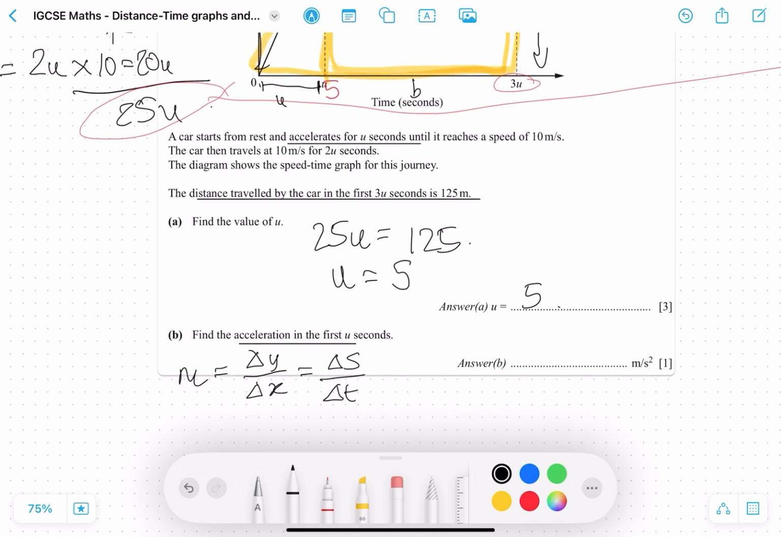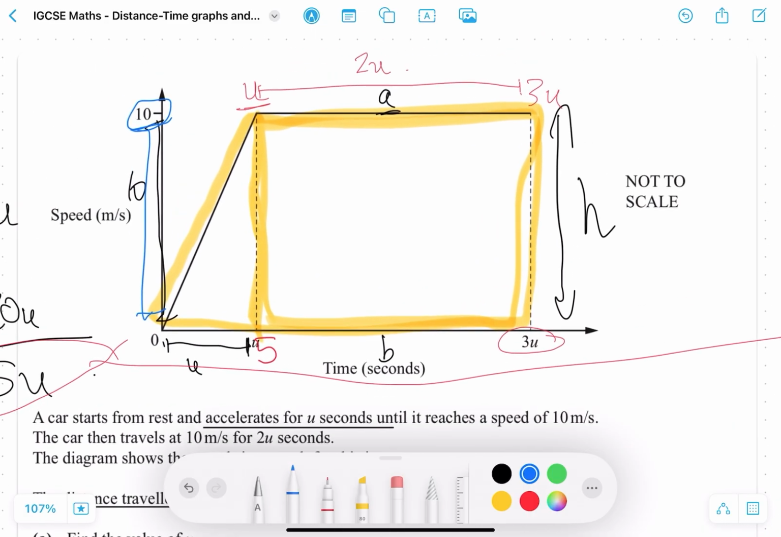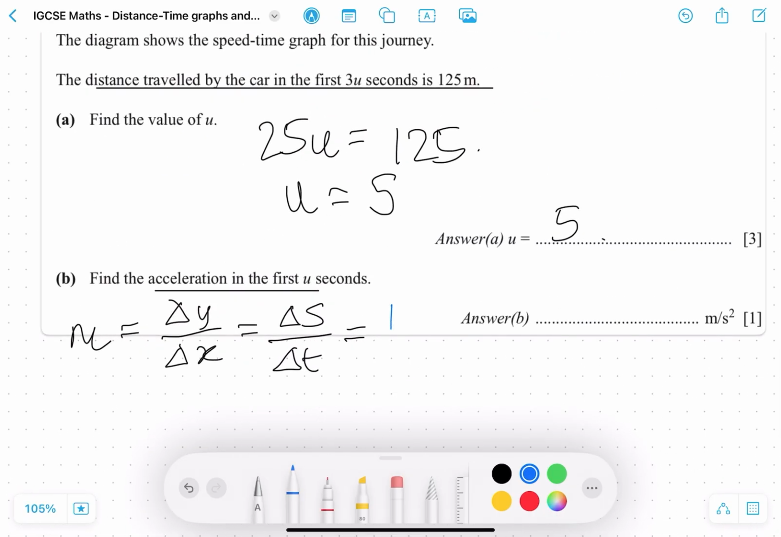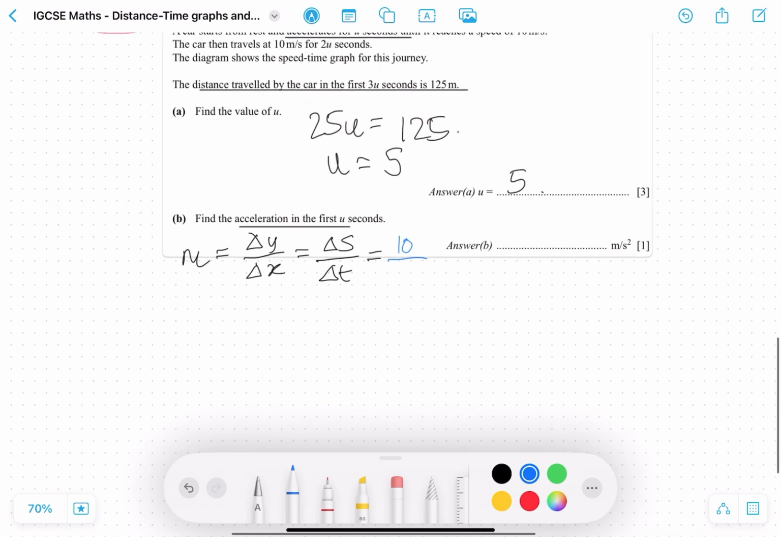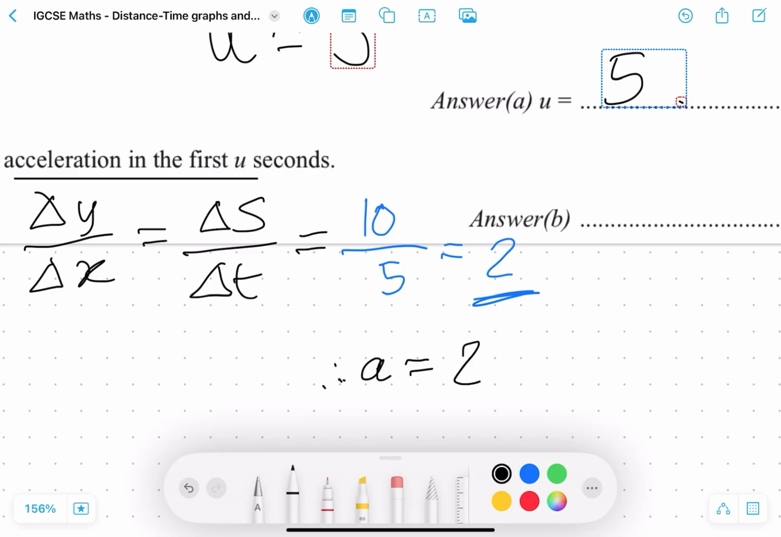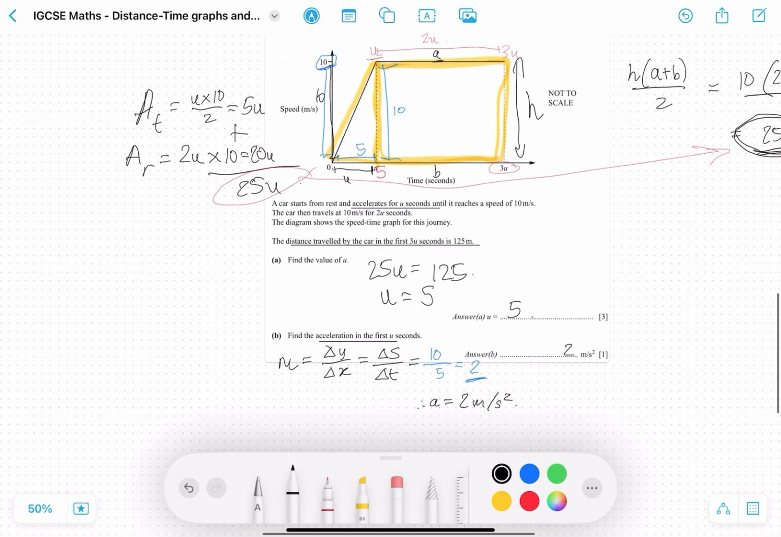So for the first 5 seconds, the change in speed is this part right here, which is 10 meters per second. So 10 divided by the change in time. Well, we know that u is 5, so then the change in x value is just 5 as well. So then the gradient of this part of the curve is 10 divided by 5, which is 2. Therefore, the acceleration is equal to 2 meters per second squared. And hence, we can write down here 2. And that would give us the full marks for this past paper question.